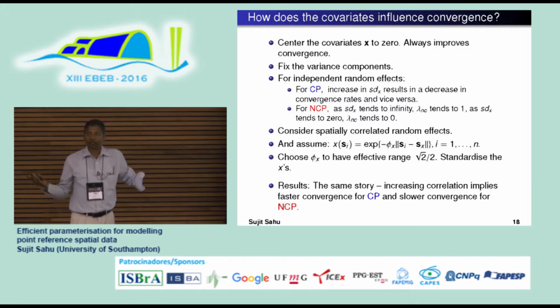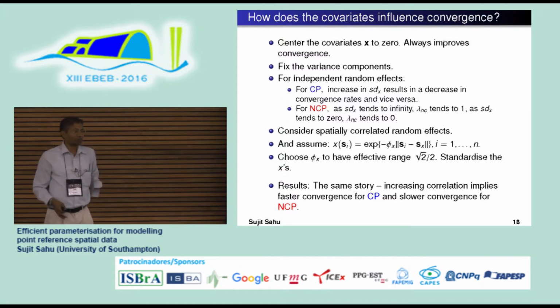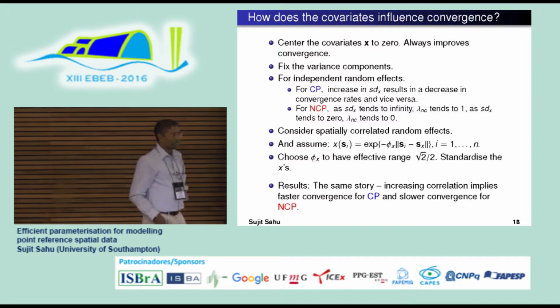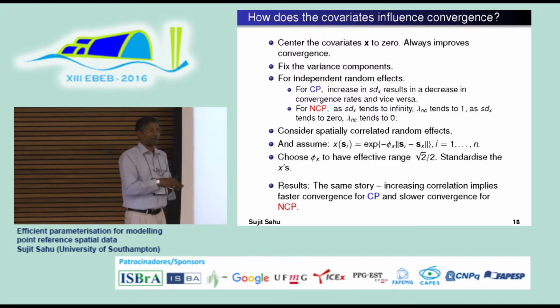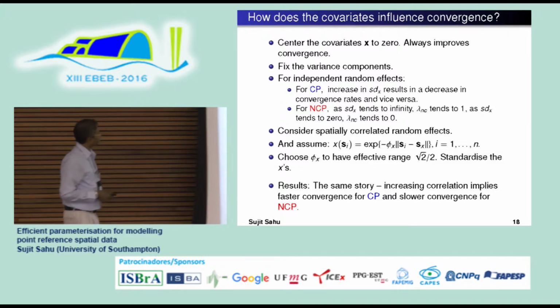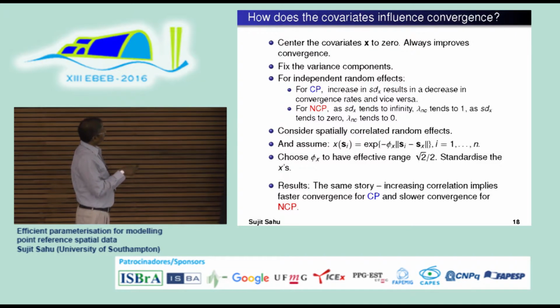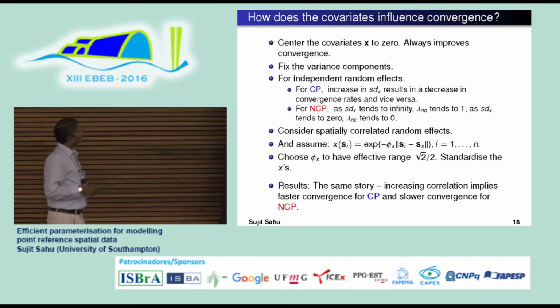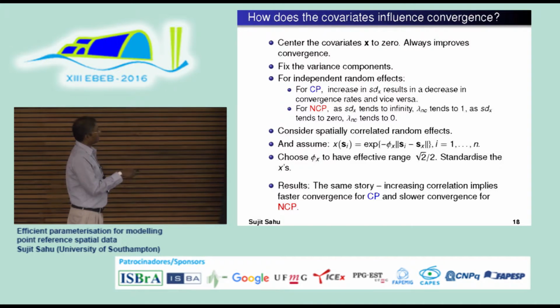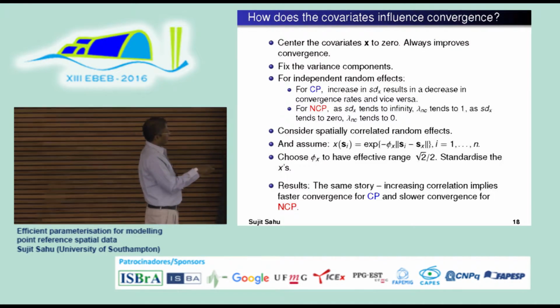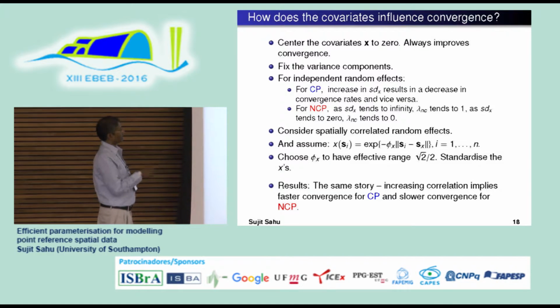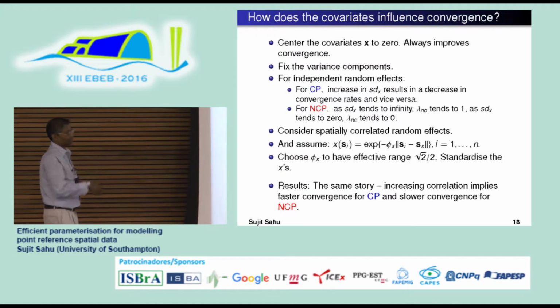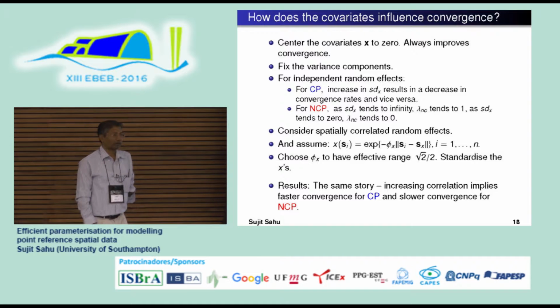We know the golden thing. When you have a covariate in an MCMC model, you center that to have zero correlation with the global intercept. So center the covariates x to 0, which always improves convergence. That you do all the time. Fix the variance components for our study, and for independent random effects for CP, an increase in the standard deviation results in a decrease in convergence rates and vice versa. I don't have the graph, but I just have the results that I have transferred.